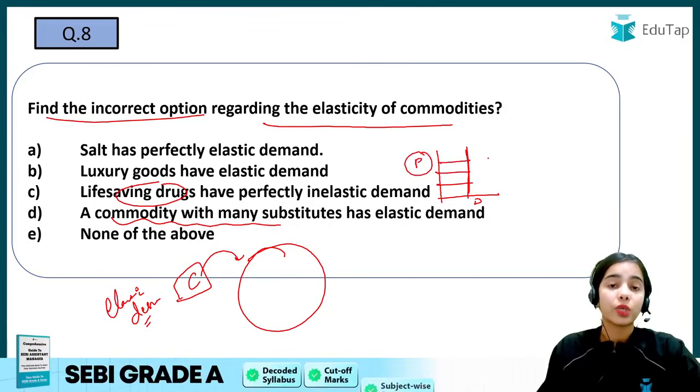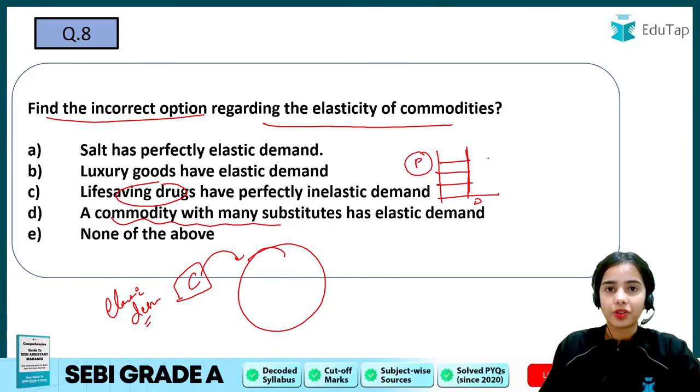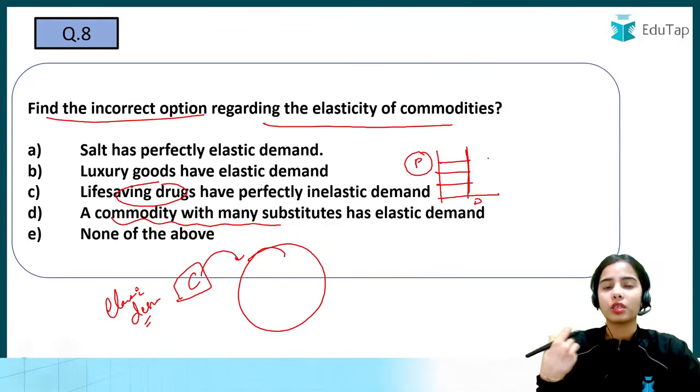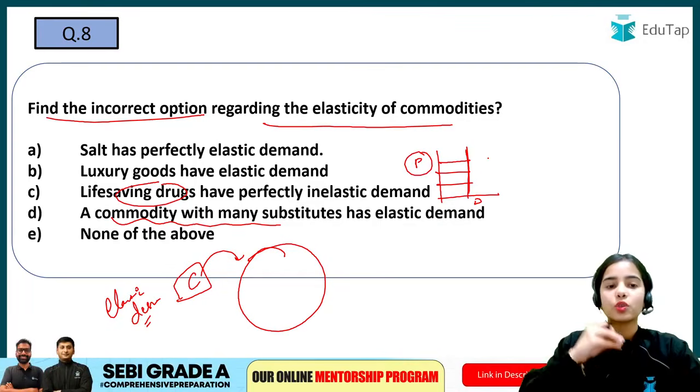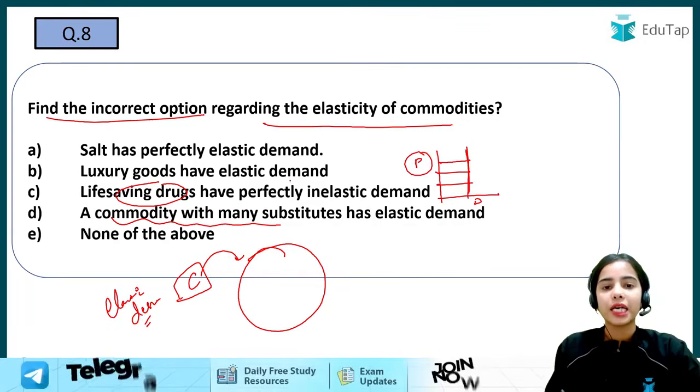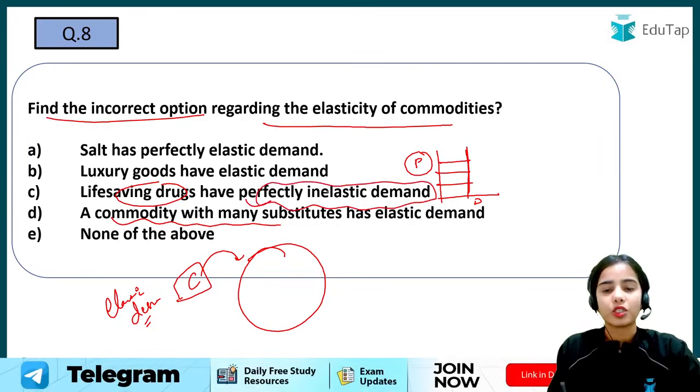So remember, the insulin injections are life-saving drugs. The chemotherapy for cancer, and other such drugs or medicines, are life-saving drugs that have perfectly inelastic demand that does not change. So this is correct. Luxury goods have elastic demand. Salt has perfectly elastic demand. Does salt have perfectly elastic demand?